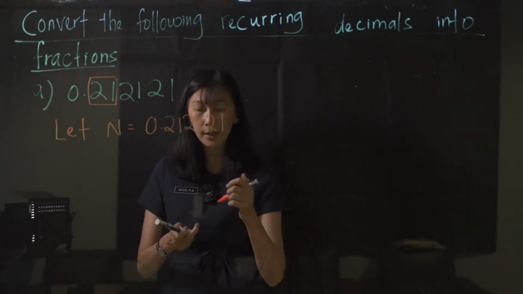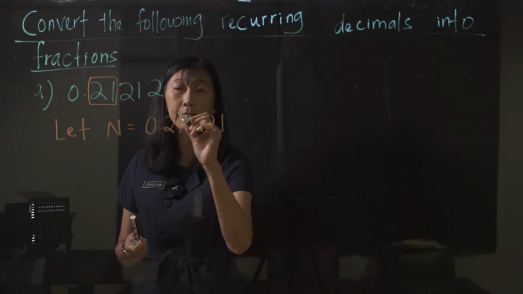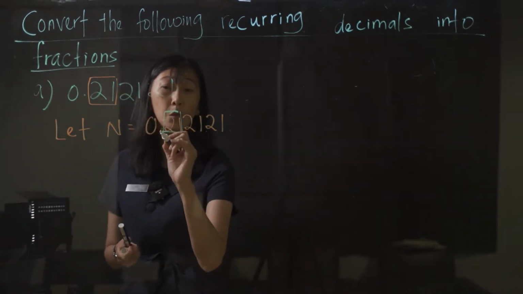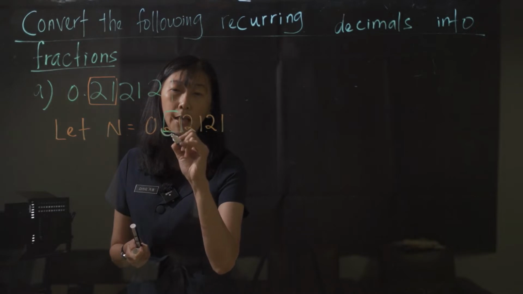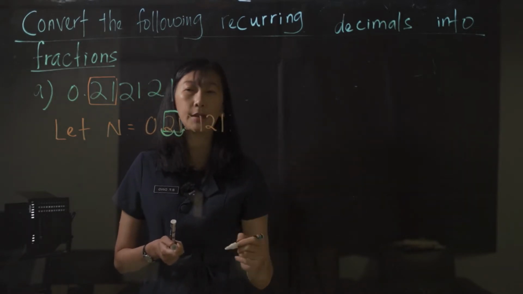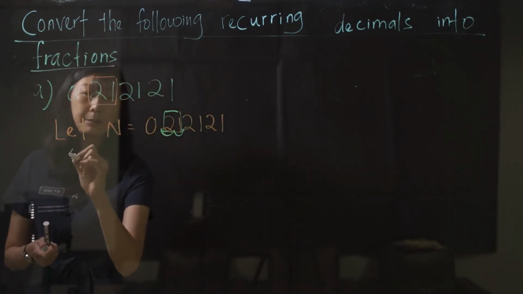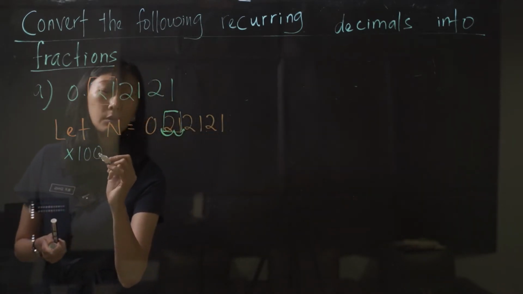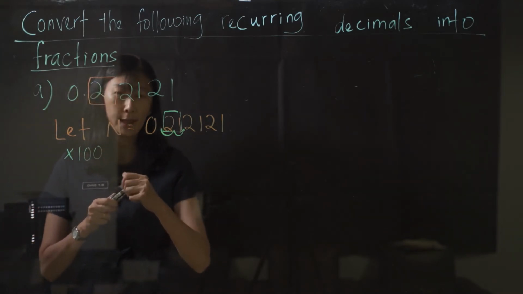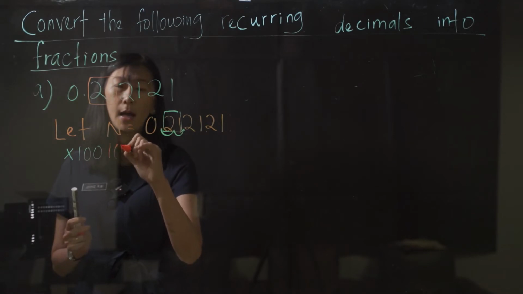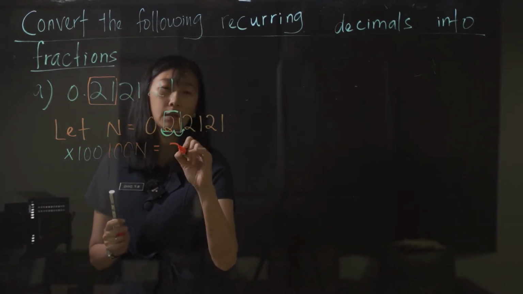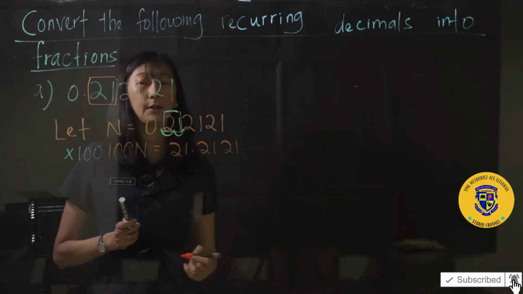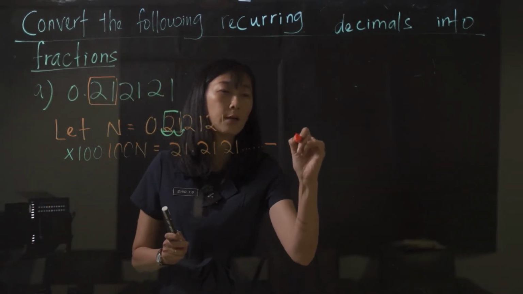For the first equation, you must make sure that the first part of your recurring number is in front of the decimal point. So in this case, you must move your decimal point two steps to the back. In order to do this, you multiply by 100, two places to the back. So 100n equals 21.2121 and so on. This will be our first equation.